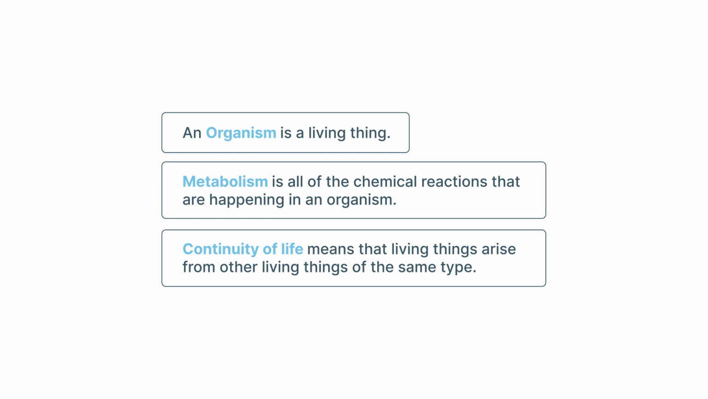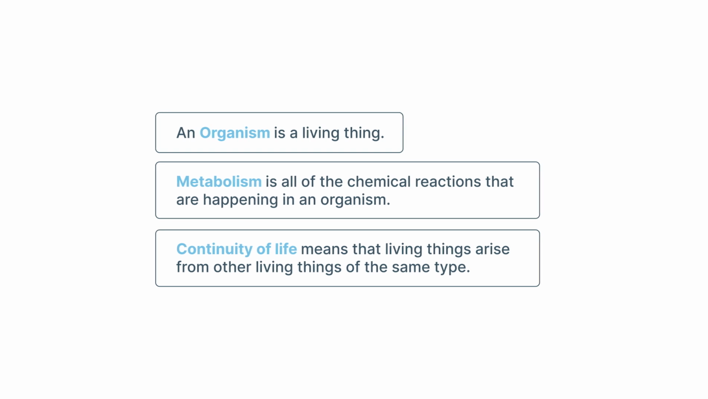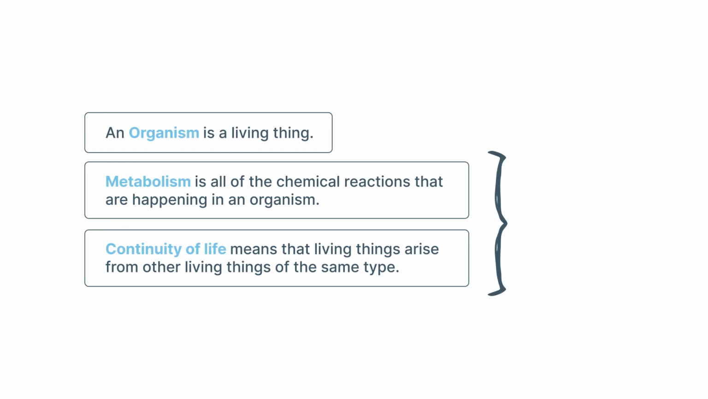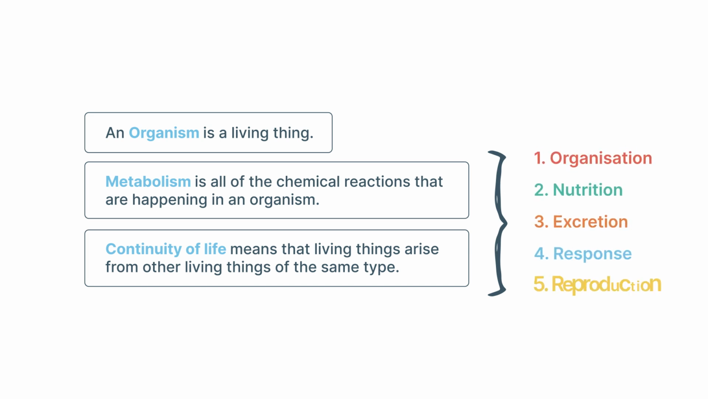There are 5 key characteristics of living things that make metabolism and continuity possible: organization, nutrition, excretion, response, and reproduction. We will now go through each of these 5 characteristics in detail.